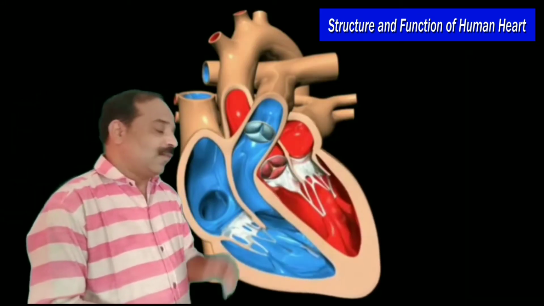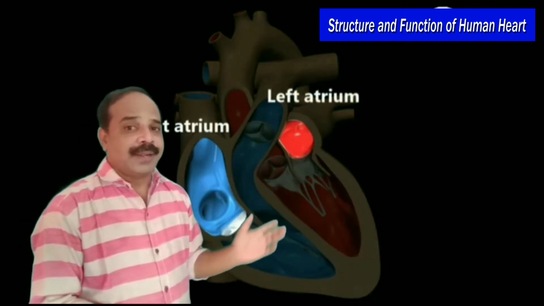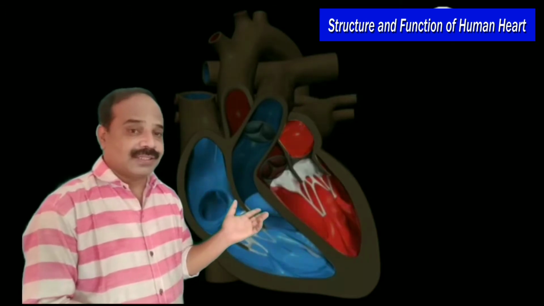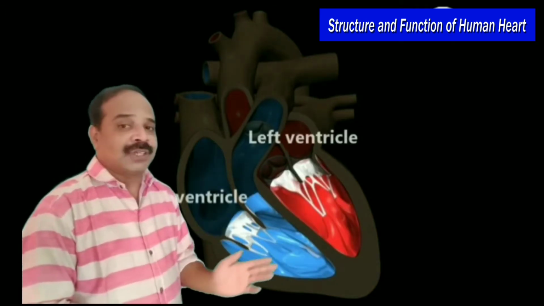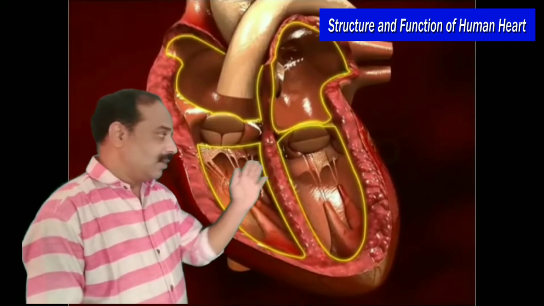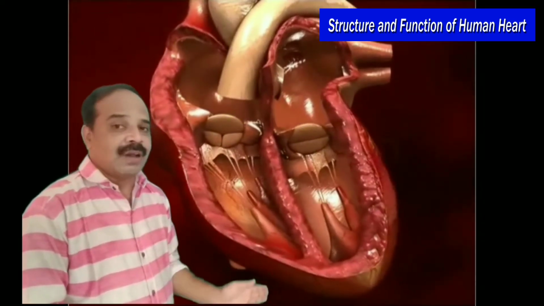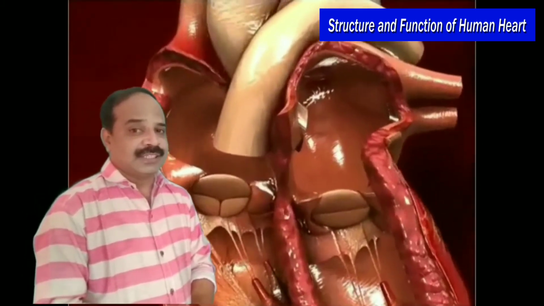The heart has four chambers. The upper two chambers are called atria or auricles. The lower two chambers are called ventricles. The auricles and ventricles are divided with the help of a muscular wall, that is the septum.